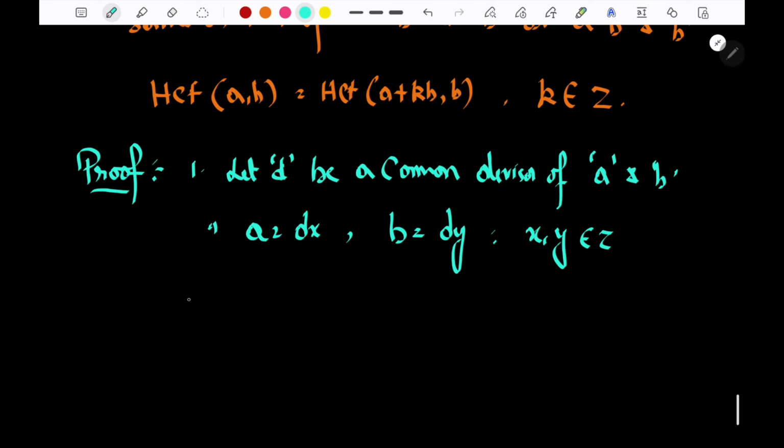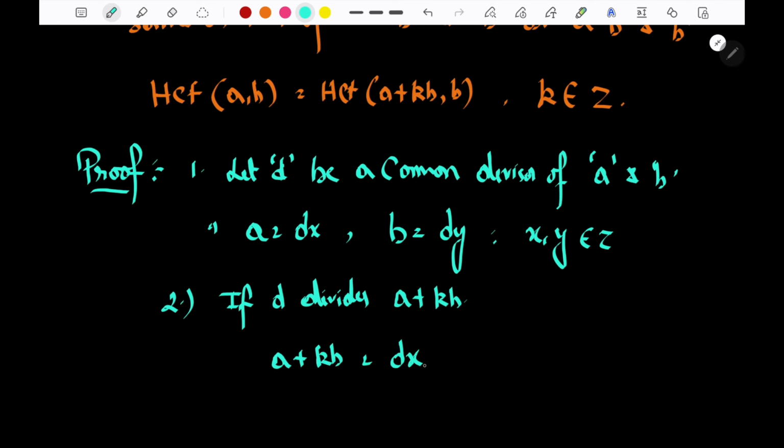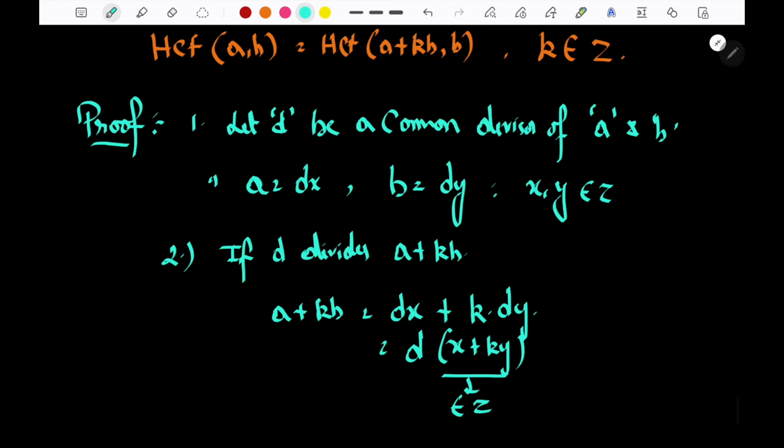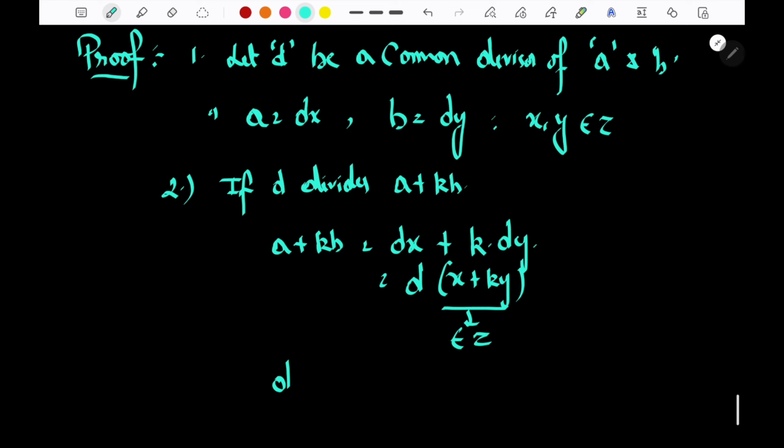Now, what we need to check is if D divides A plus KB. So let us check. A plus K into B will be equal to D into X plus K, and B can be written as D into Y. So basically this becomes D into X plus KY. Now this X plus KY is an integer. Why? Because X is an integer, K is an integer, Y is an integer. So D divides A plus KB.